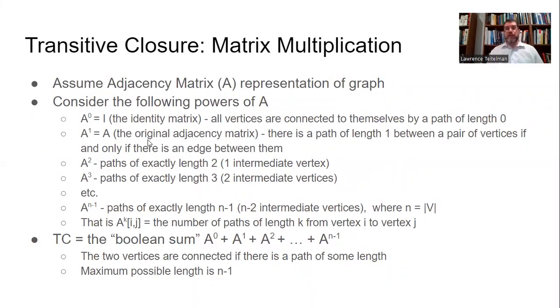Now here is a very interesting approach. If I take my adjacency matrix and I look at it by itself, what does that tell me? It tells me, do I have an edge of length 1? Well, every edge is length 1, but it's also telling me if there's a path of length 1, because an edge is a path of length 1.